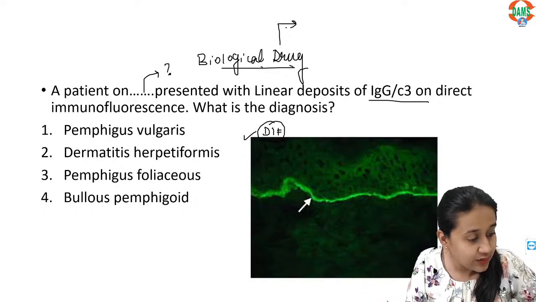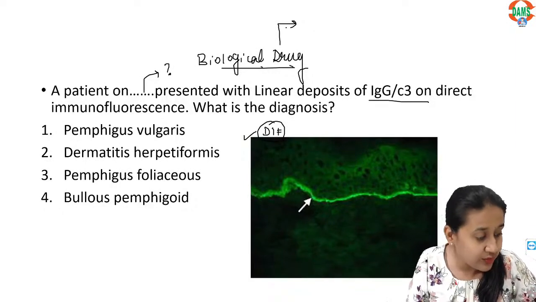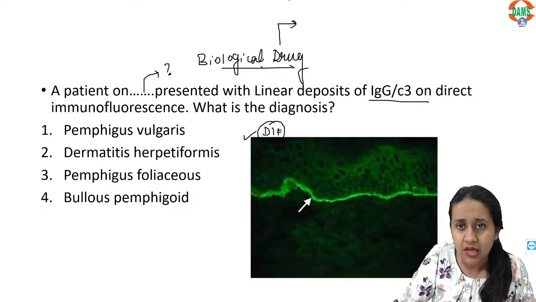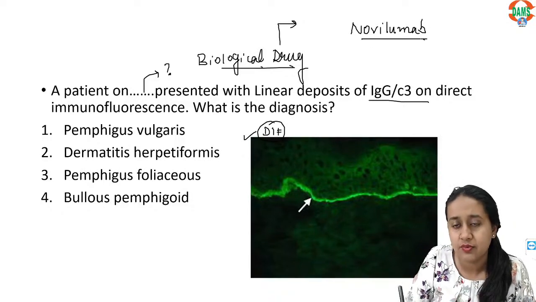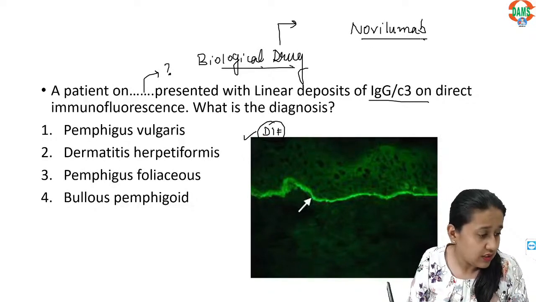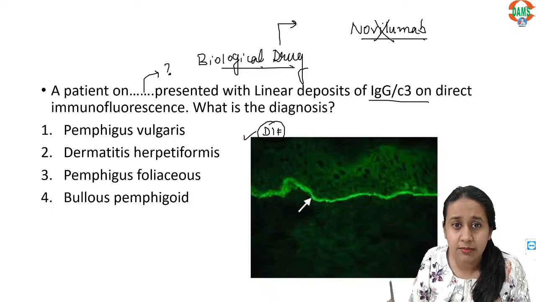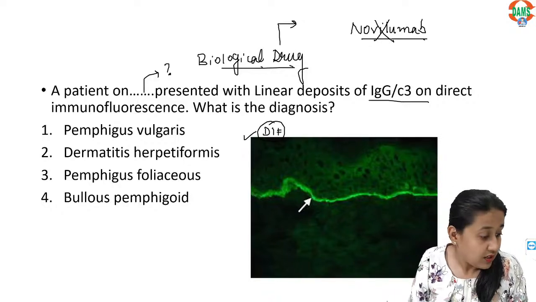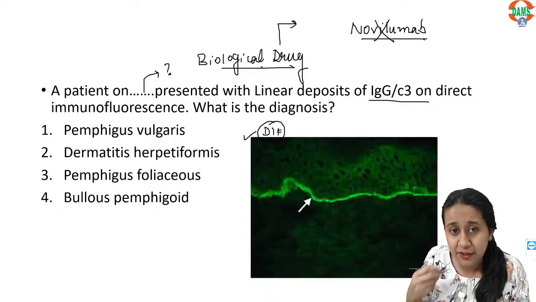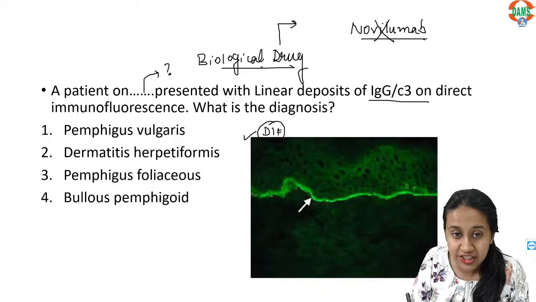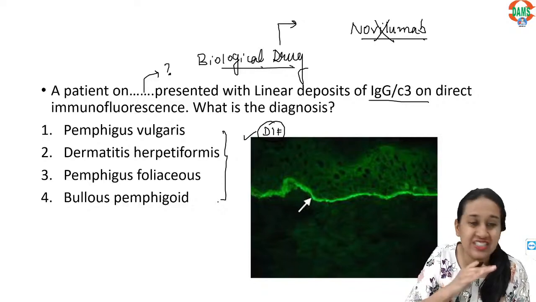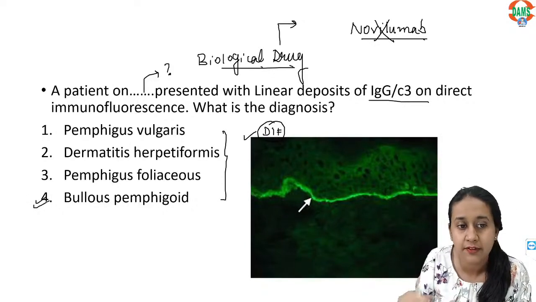So please, I request my students to help me with this question, whether we had any drug, because there was a drug novilumab. I don't know whether this was the drug which was given here or not. I'm not very much sure. Okay, so even if they have given a drug, and even if you do not know that drug, the question and the options which were given were directly pointing towards bullous pemphigoid.